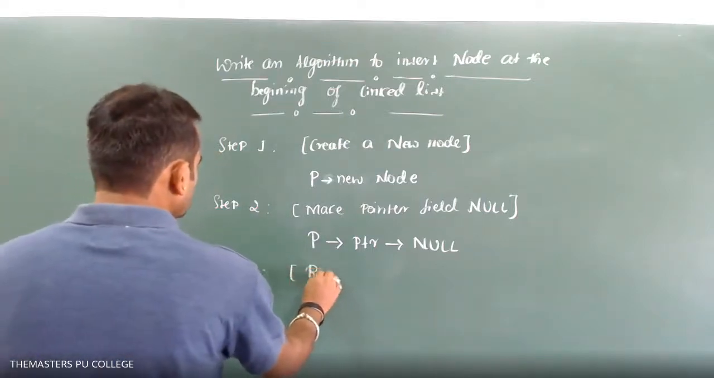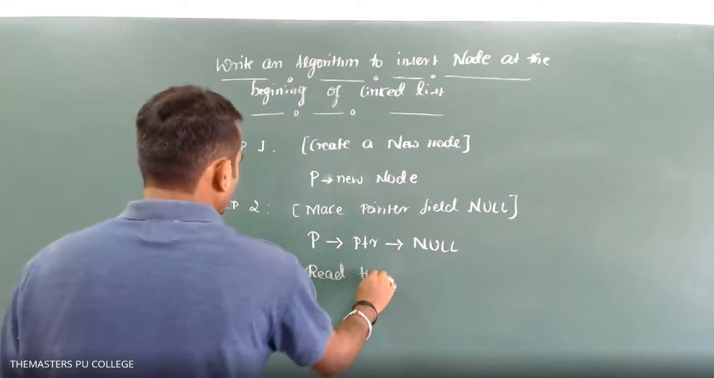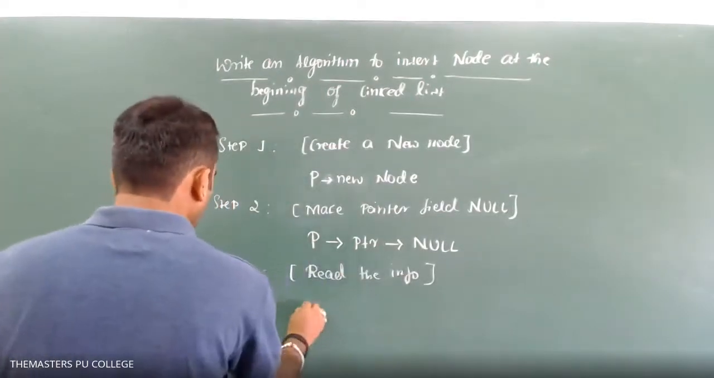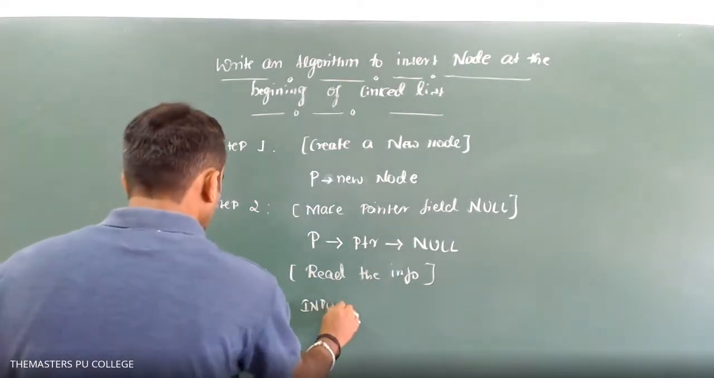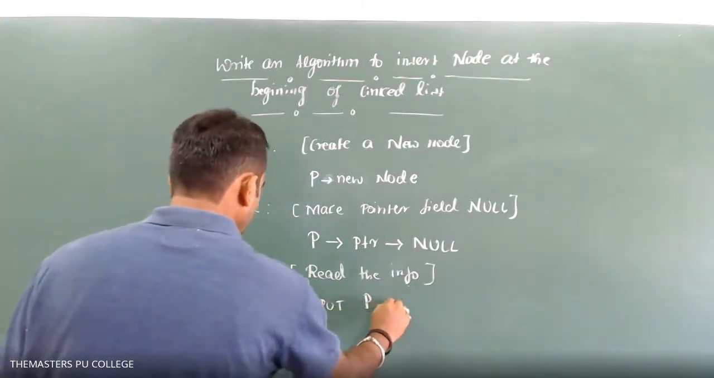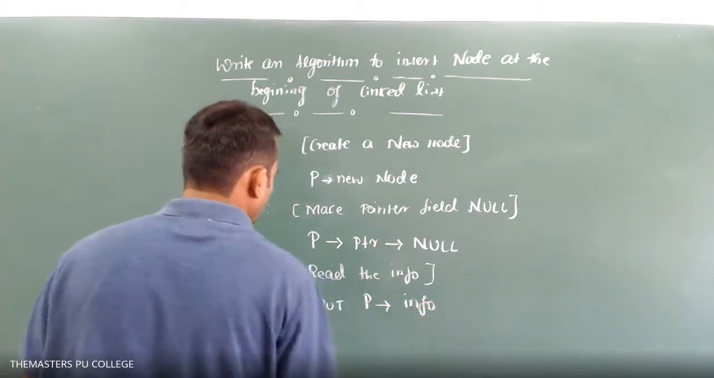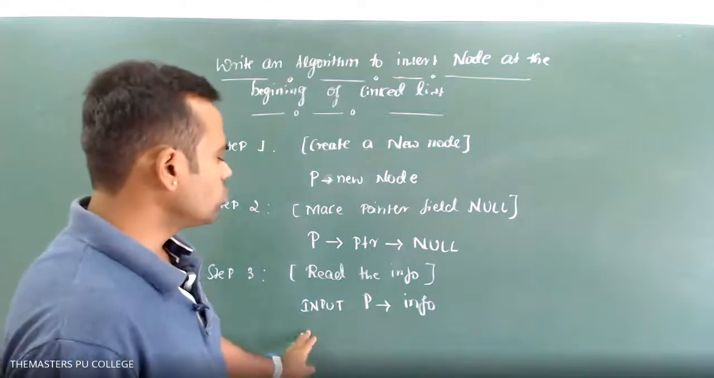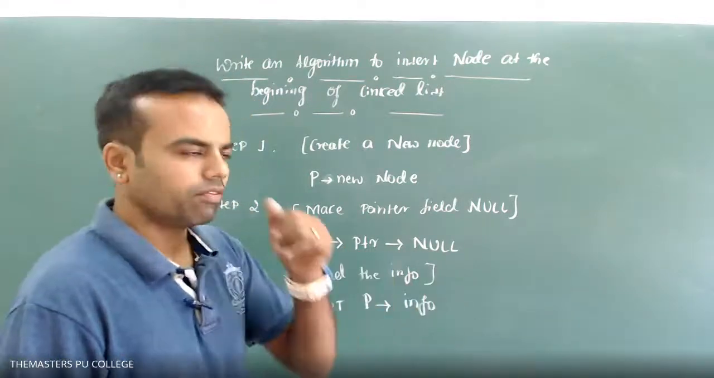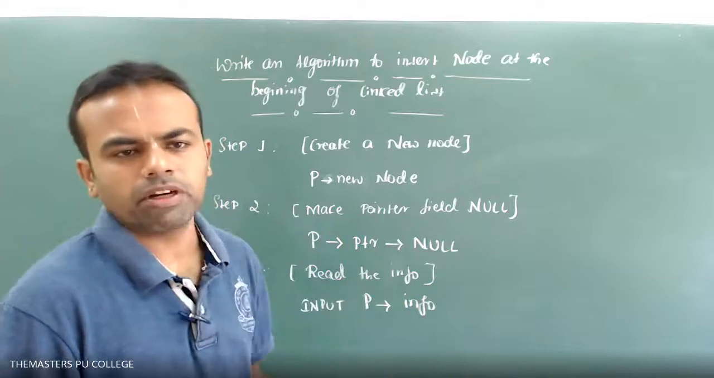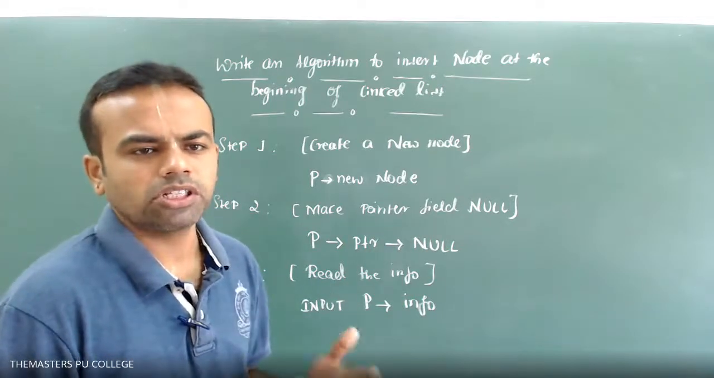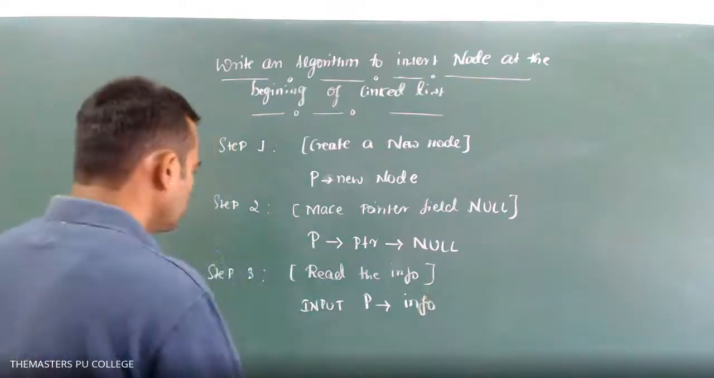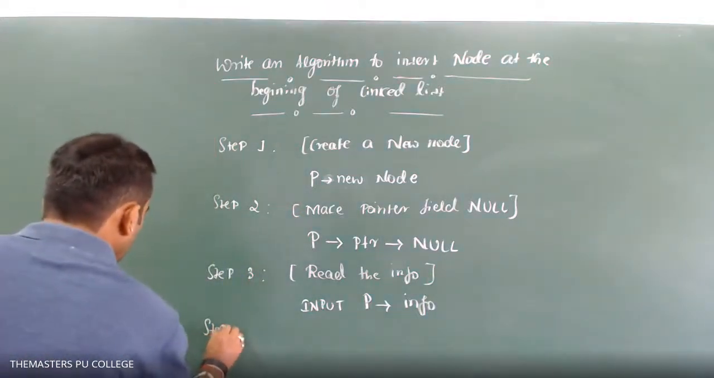Read the information. Okay, so here input P information. Read the input. Okay, data you need to add. So input the P, that is information. Data may be whatever, depending upon the data type. It may be integer, float, or character, that you will decide. Okay, user or programmer will decide. Okay, next step number 4.